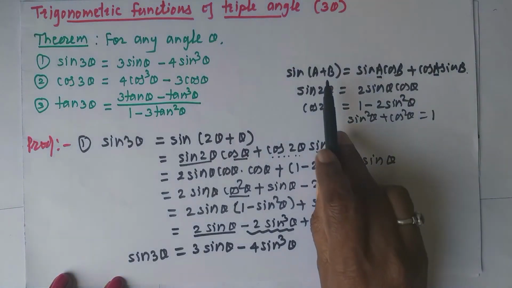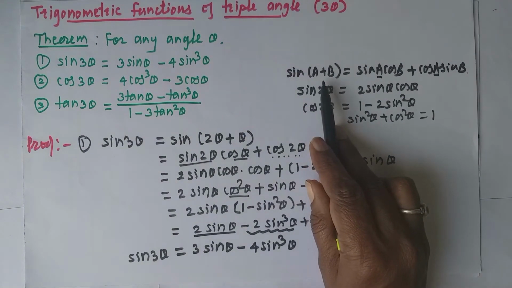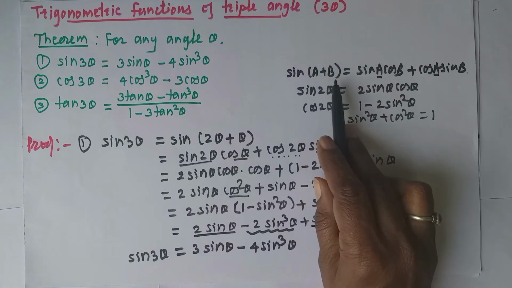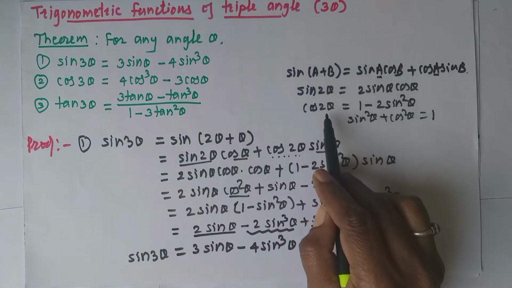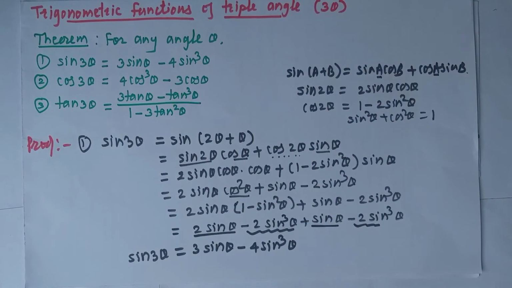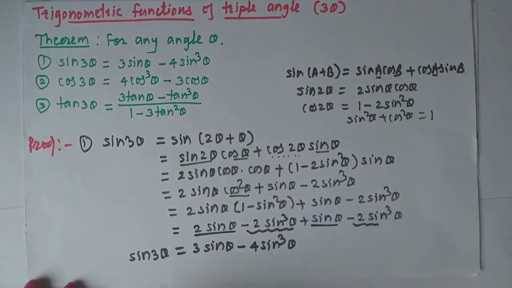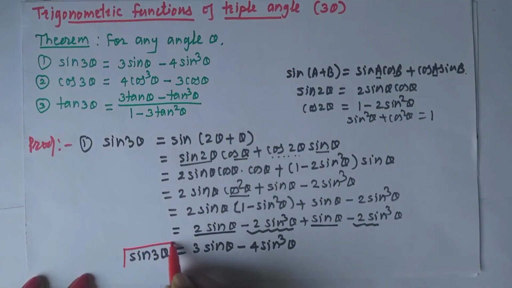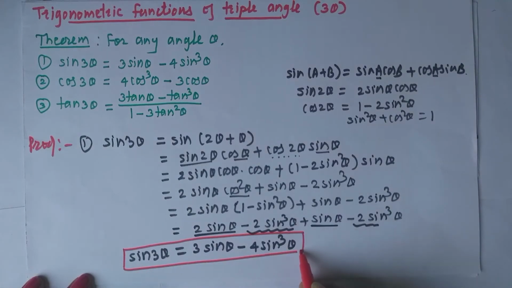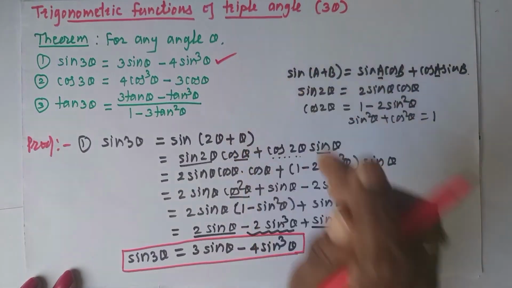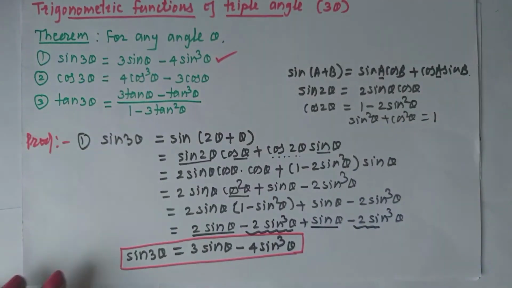If you know the formula of sine A plus B, that is the compound angle formula for sine A plus B, then the formulae of sine 2 theta and cos 2 theta, it is very easy to prove the formula. In this way, we have got our first result, that is sine 3 theta is equal to 3 sine theta minus 4 sine cube theta. We have got the first. Now we will prove the second.